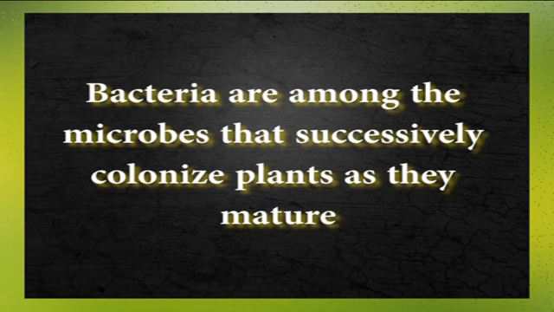Some are residents and some are transient. Bacteria are among the microbes that successively colonize plants as they mature. Individual bacterial cells cannot be seen without the use of a microscope. However, large populations of bacteria become visible as aggregates in liquid, as biofilms on plants, as viscous suspensions plugging plant vessels, or colonies on petri dishes in the laboratory.